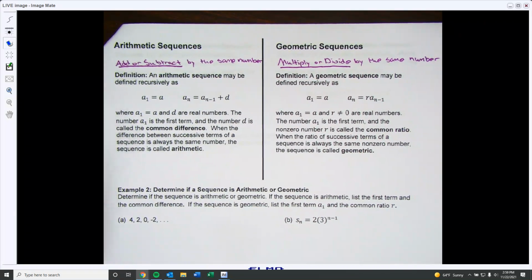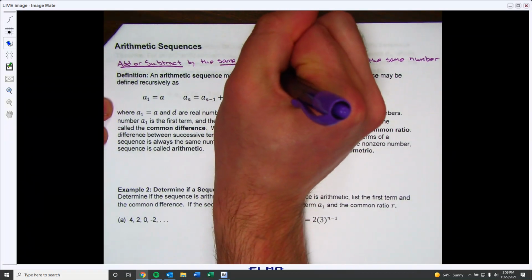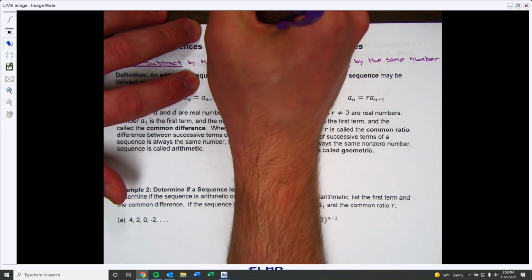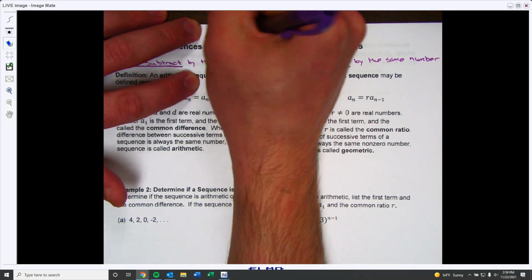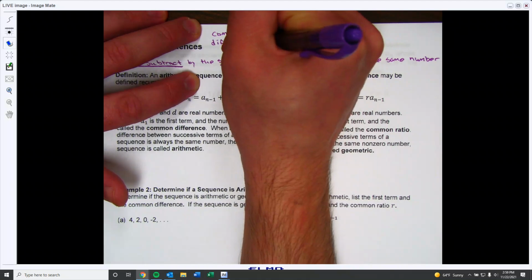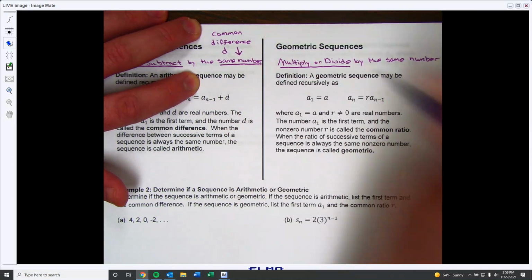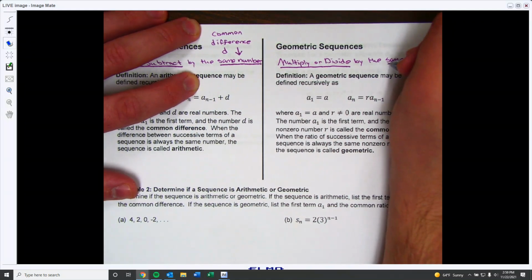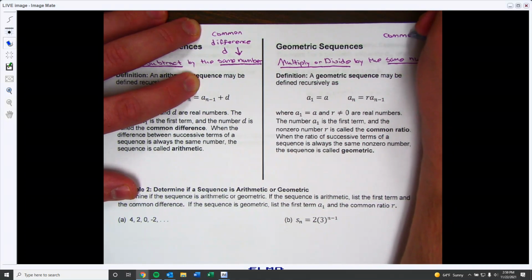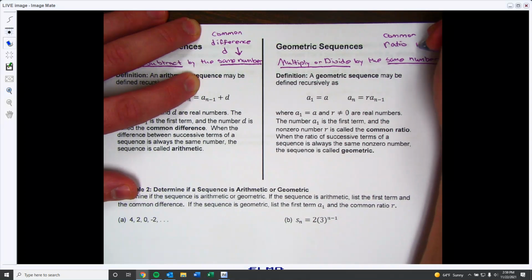Now for both of these, we see that it says by the same number. That same number has a particular name for each one of these. So for arithmetic, the number that we will add or subtract by, that is called the common difference. And the letter we use to denote that is D. And for the geometric sequence, the number that we multiply or divide by is called the common ratio. And the letter we use for that is R.